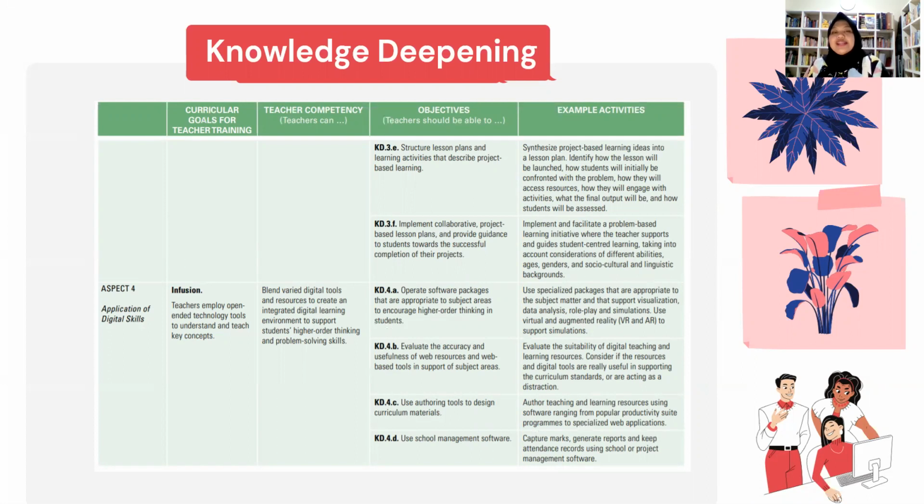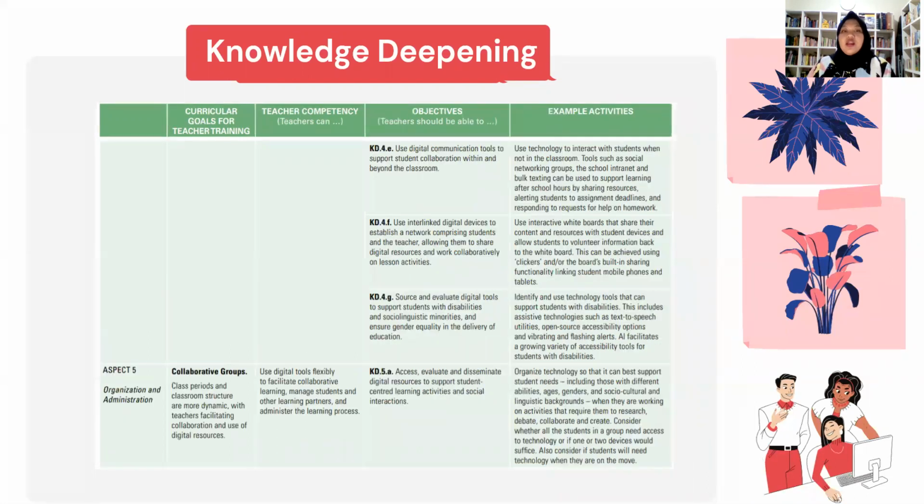The fourth one is to use school management software by capturing marks, generating reports, and keeping the attendance records using school or project management software. The next one will be to use digital communication tools to support student collaboration within and beyond the classroom by using technology to interact with students when not in the classroom.